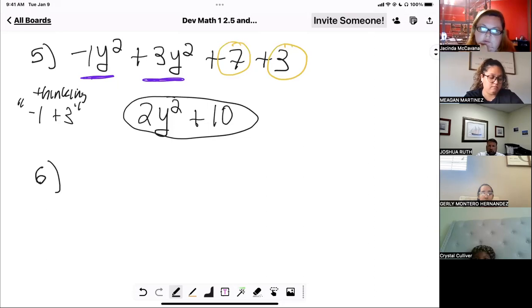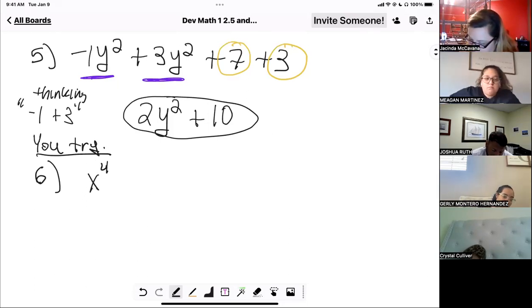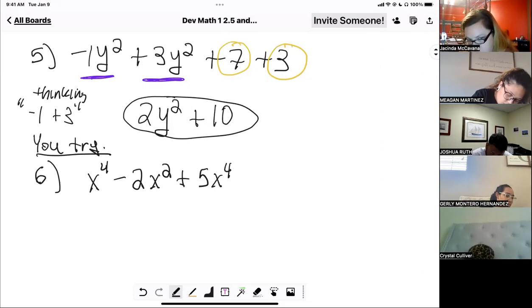All right, I'm going to have you guys try this one. Don't worry if you're not successful, it's just a first try. All right: x to the 4th minus 2x squared plus 5x to the 4th plus 8x squared.